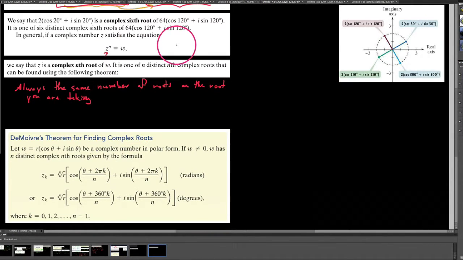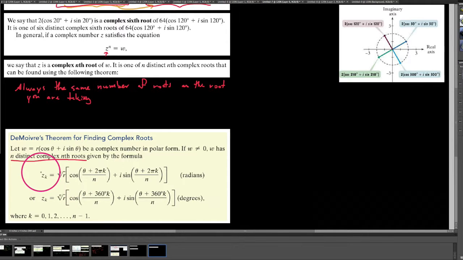And one thing I know is that when I show this every time, it doesn't look pretty. And so we're going to clean this up a little bit here. But let's start with this. Let w, which is r(cosine theta plus i sine theta), be a complex number in polar form, and we're not going to allow it to be 0. But we would say that w has n distinct complex nth roots given by these formulas. So again, n distinct roots if you're finding the nth root. So you have to have as many roots as the root you are taking. Okay, 7th root means you get 7 answers here. But they're given by these formulas here.